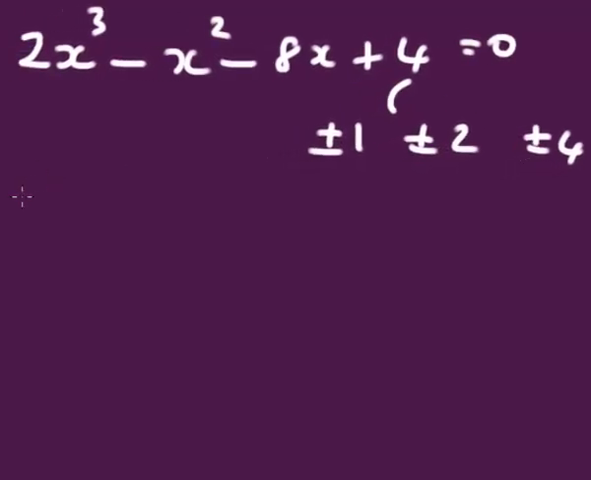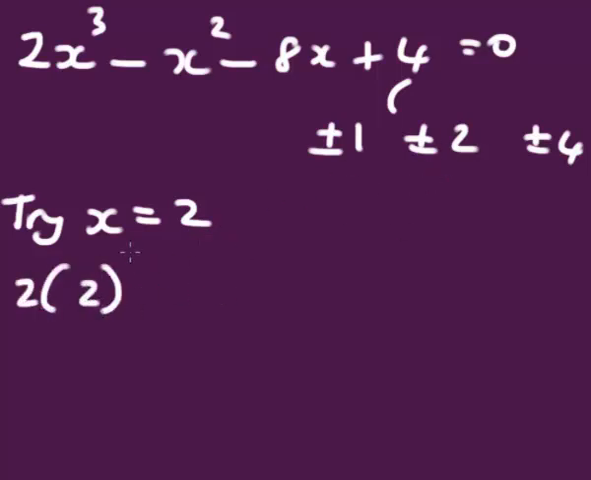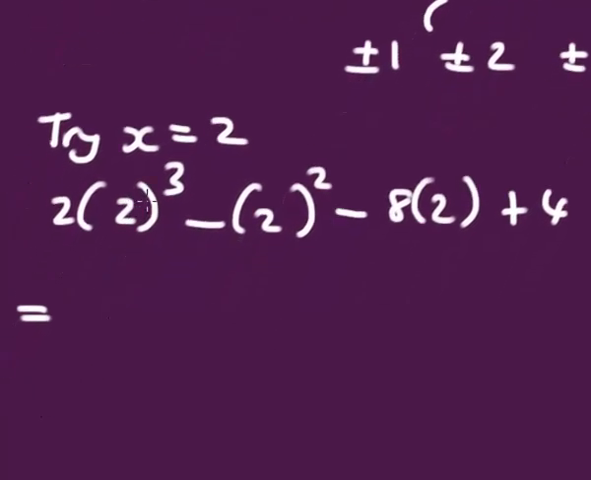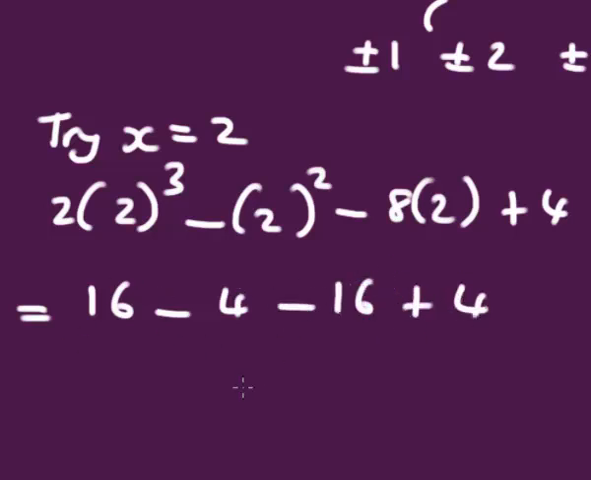Now let's try some. Let's try x equals 2. I'm just going to select 2 at random there. Let's see if it works. Let's substitute it into the left side and hopefully see if it's a solution. 2 cubed is 8, times 2 is 16. 2 squared is 4, minus 16, plus 4. Guess what? The 16's cancel, and the 4's cancel. It's 0. So you've got yourself a wonderful solution.